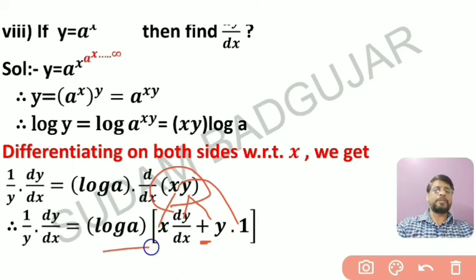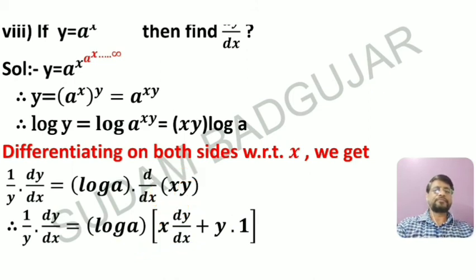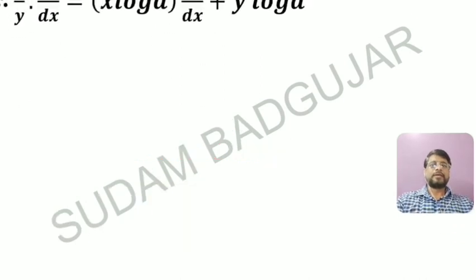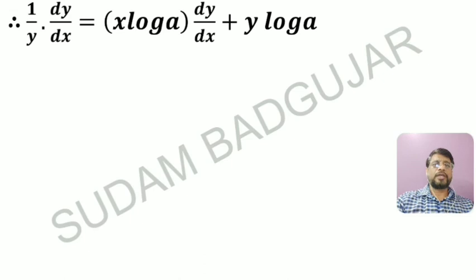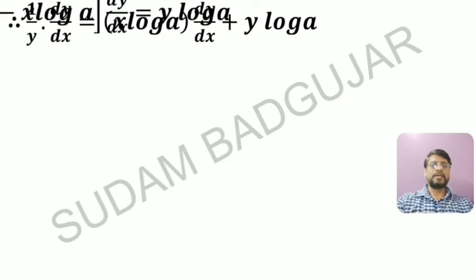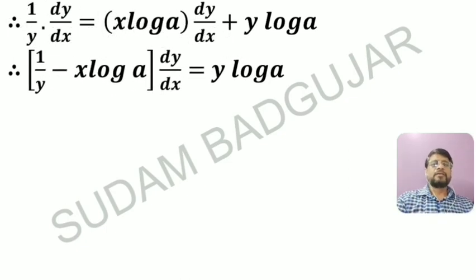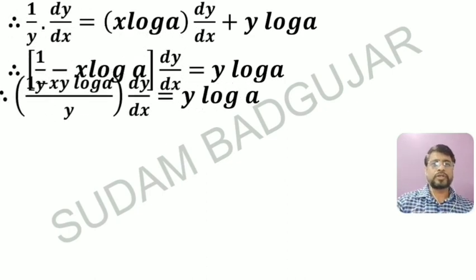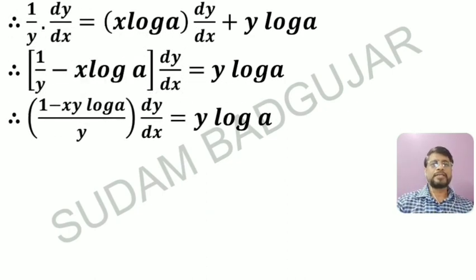So again you have to open this bracket, that is nothing but 1 upon y into dy by dx is equal to x log a into dy by dx plus y into log a. Now transfer the dy by dx term to the LHS side, you will get 1 upon y into dy by dx minus x log a into dy by dx is equal to y log a. Now taking dy by dx common from both the terms, you will get 1 upon y minus x log a into dy by dx is equal to y into log a.